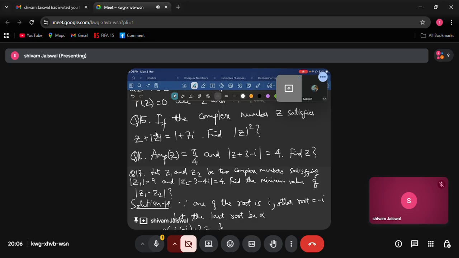Now it is correct. This is the complex number for 6. Now it is correct. Yes, Sarthak, right answer.